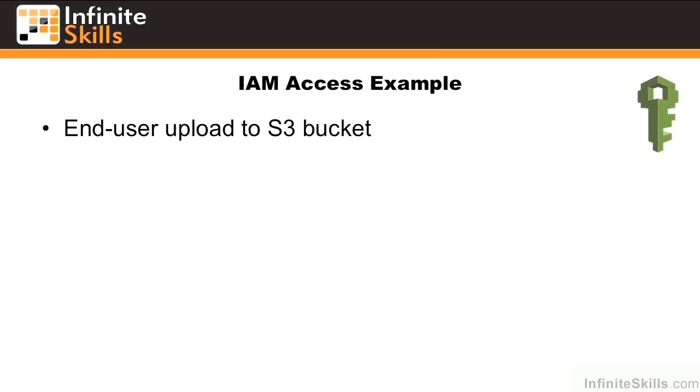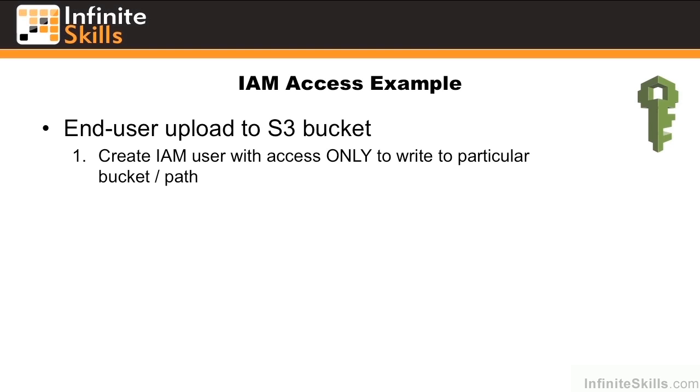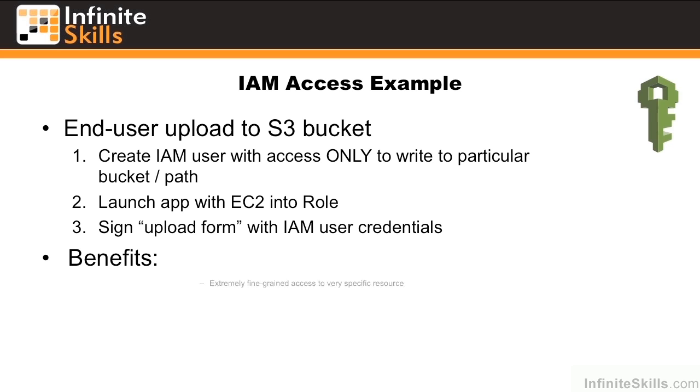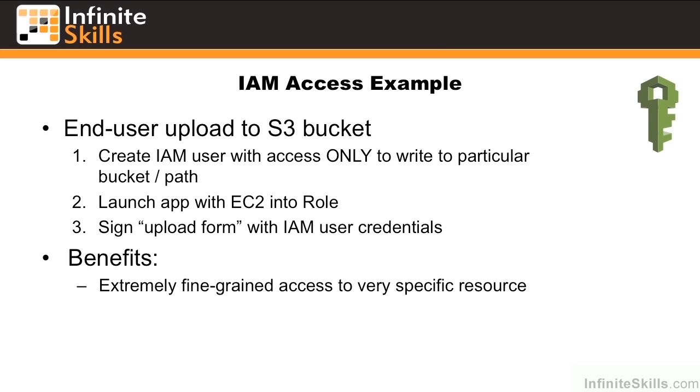Let's look at a user example. Let's say we want to allow end-user uploads to our S3 bucket. We would first create an IAM user with access only to a particular bucket and/or path. We could then launch an EC2 server into that IAM user role, and applications inside of that server would be able to write to the S3 bucket. We could then sign an upload form with the IAM user's credentials and give that to the user, allowing access into that S3 bucket. The benefit is extremely fine-grained access control to a very specific resource.